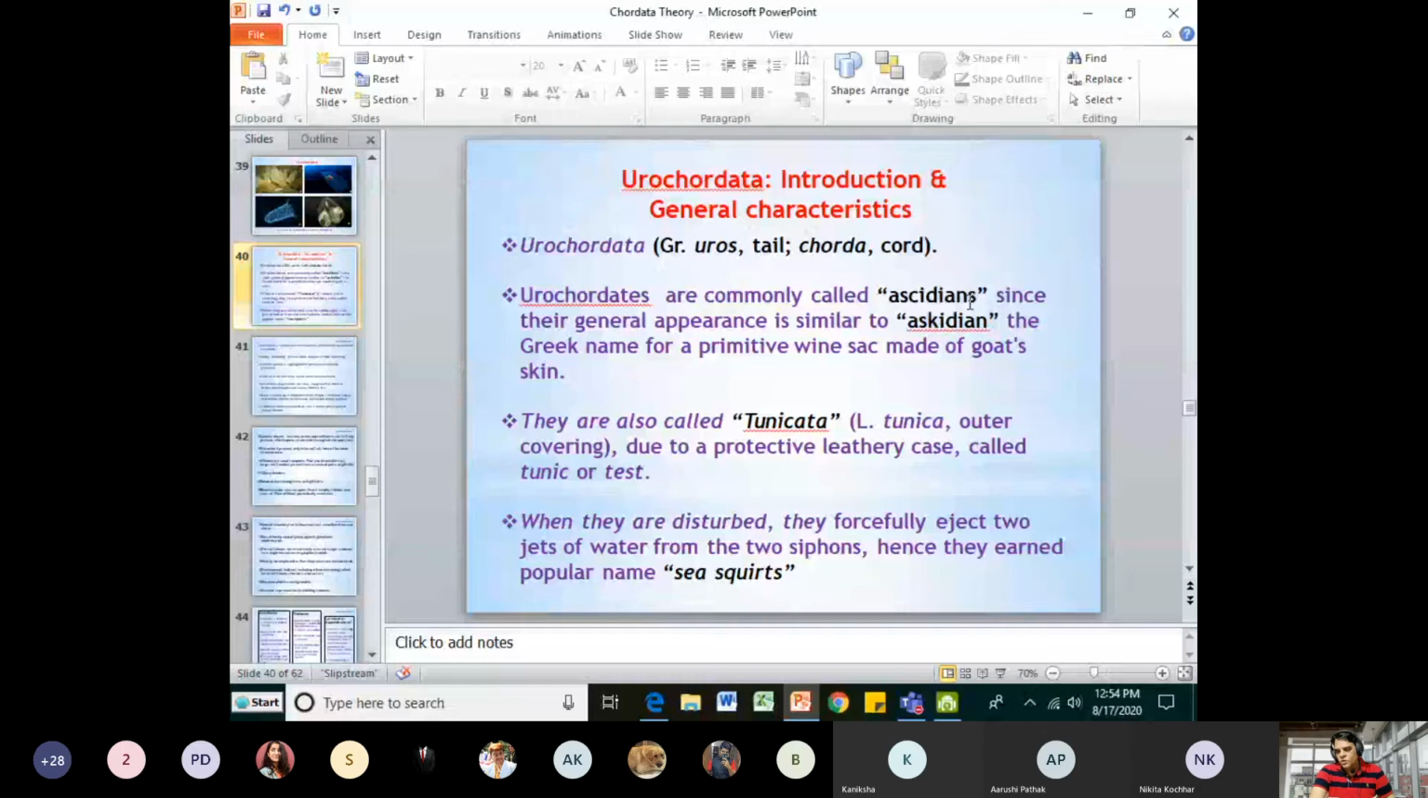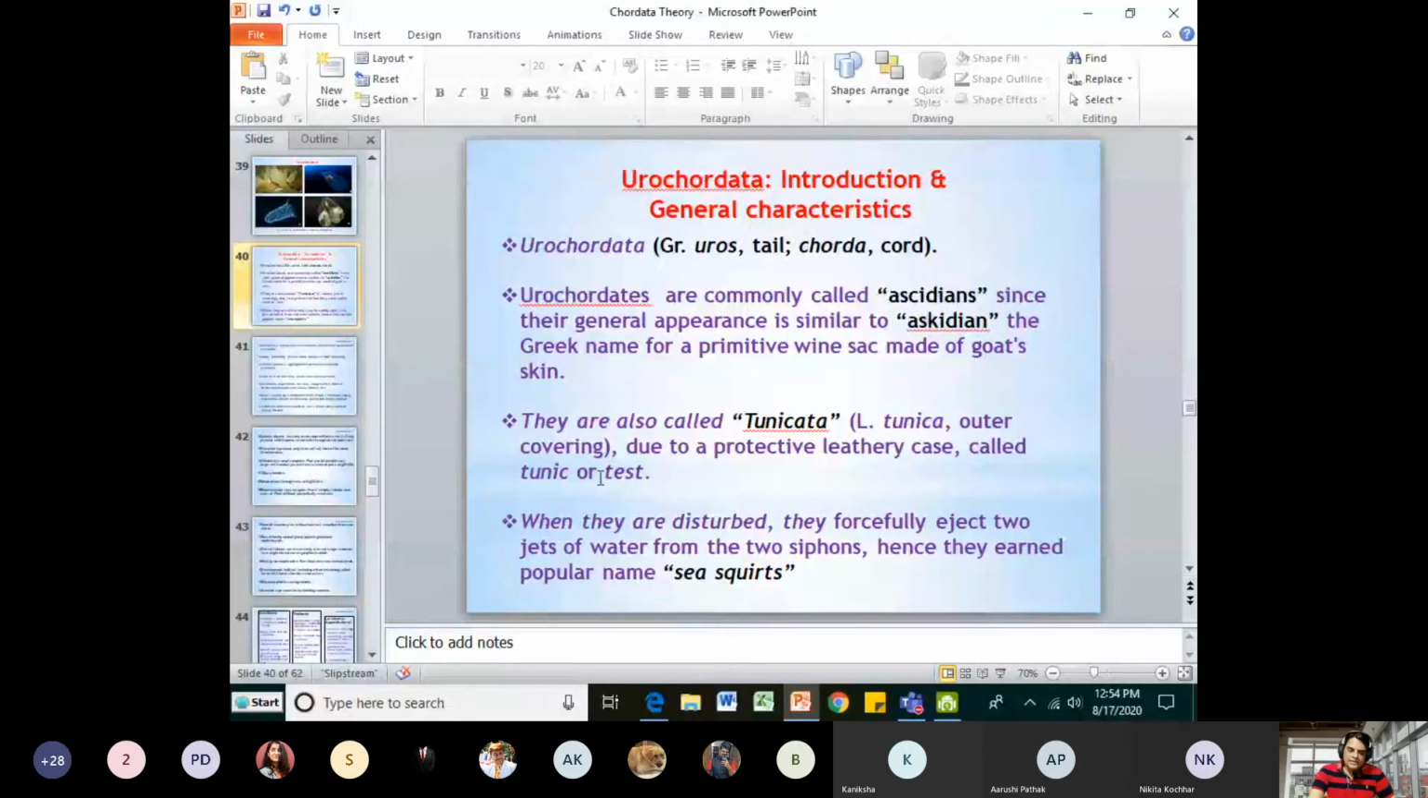Okay, so let's see what are ascidians, since their general appearance is similar to an ascidian. And what is ascidian? The Greek name for the primitive wine sack made of goat's skin. So in earlier times, these Greek people used to make a sack out of goat's skin. It was used to store wine. So they look like a bag or sack, which is called askos. So the word ascidian has been taken from that.